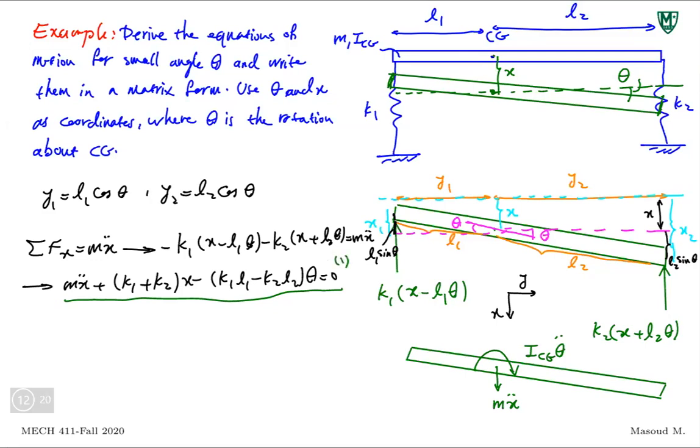And you can get the second equation. Summation of moment about center of gravity is I_CG theta double dot. And we'll take the direction of the motion always as positive. Remember that. In this case, this one was positive. So K1 x minus K1 L1 theta. The distance this force has with the center of gravity is Y1.